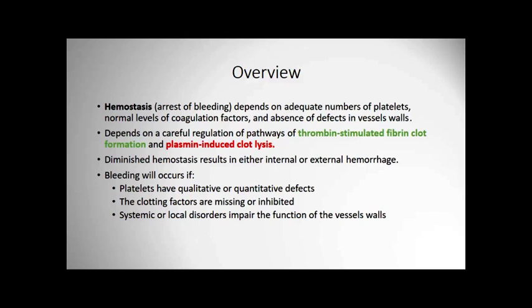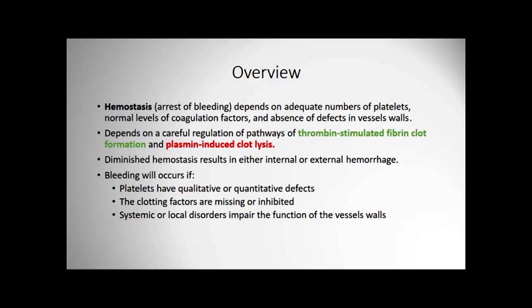If we have any problem that increases bleeding, we can have external or internal hemorrhage. This will occur if we have low platelets or defective platelets. It will also occur if we have missing blood clotting factors or something that inhibits the clotting factors. You're going to study several medications that inhibit coagulation. Heparin, warfarin, they act using different mechanisms.